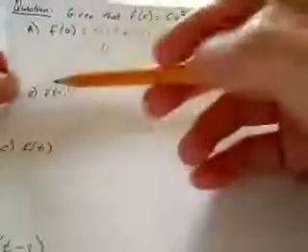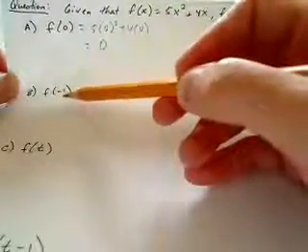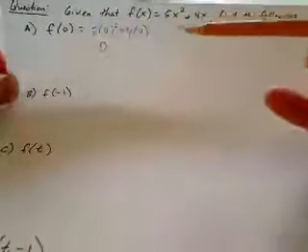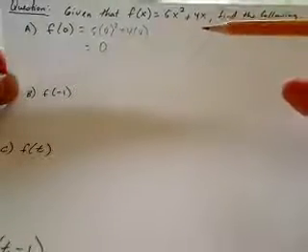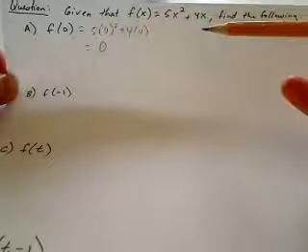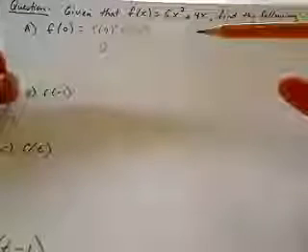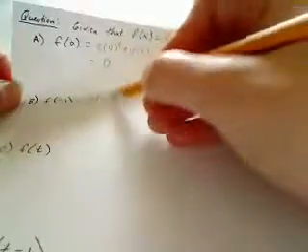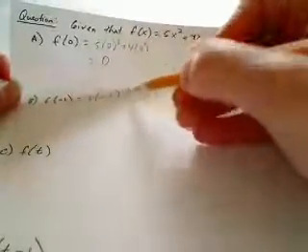In the next question, we want to find the function evaluated when x is negative 1. So that means we go back to our original equation, f of x equals 5x squared plus 4x, and plug in where x is equal to negative 1 and simplify down. So we have 5 times negative 1 squared plus 4 times negative 1.